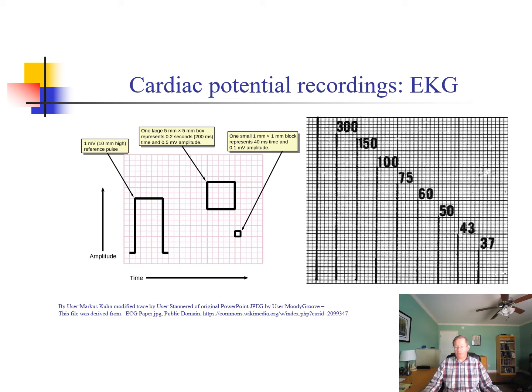Sometimes we count very quickly in terms of big boxes from an R wave to an R wave. This is the old-fashioned way that we would do it. We'd go to the first one, that would be a rate of 300, 150, 100, 75, 60, and so on. You can certainly do that, or you can simply say it's 5 boxes apart, therefore it took 5 times 0.2 seconds, or 1 second, for 1 beat.